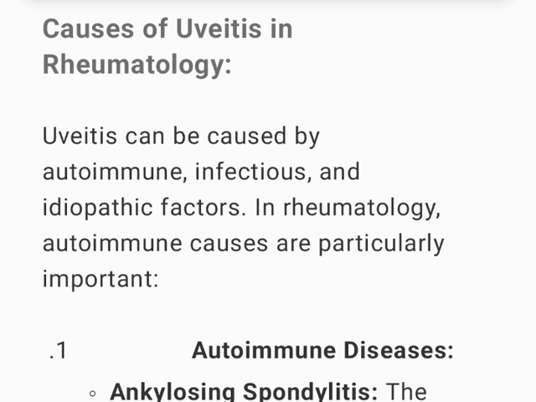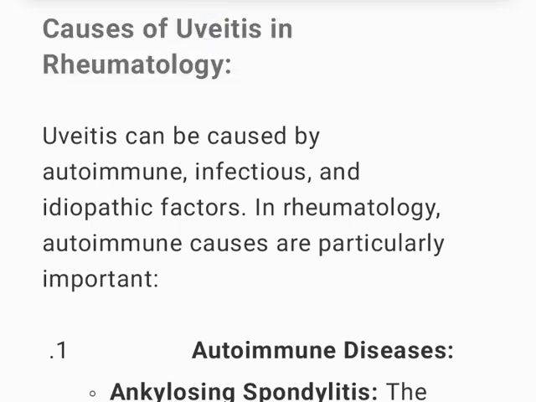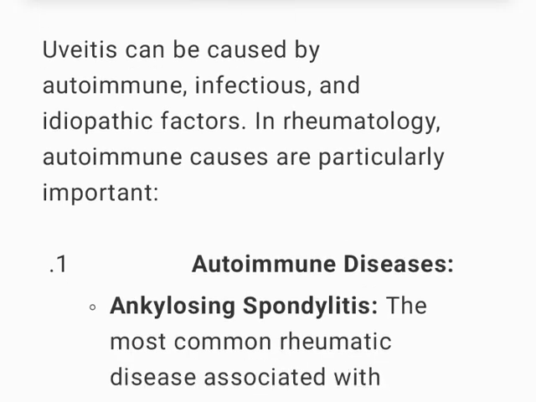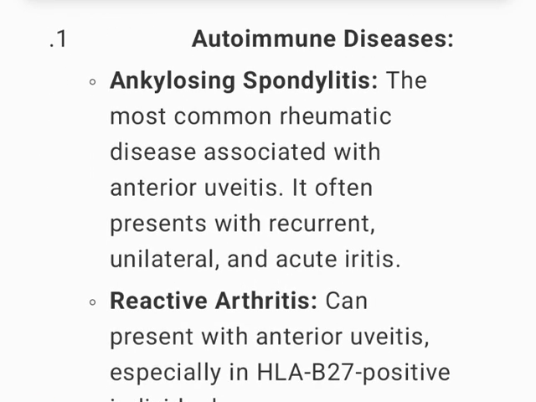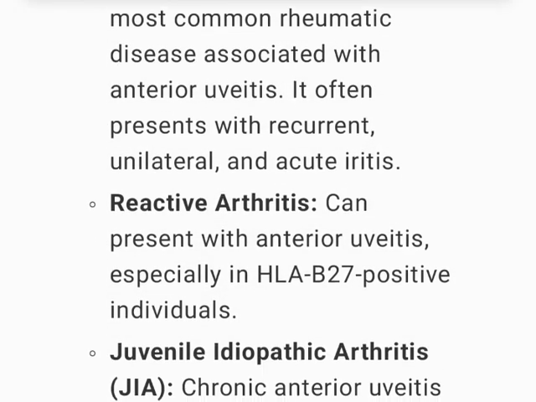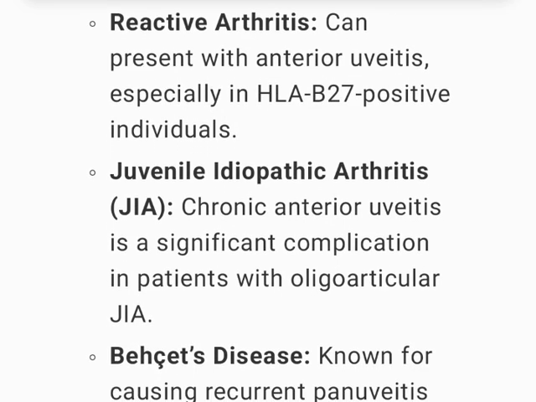Uveitis can be caused by autoimmune, infectious, and idiopathic factors. In rheumatology, autoimmune causes are particularly important. 1. Autoimmune diseases. Ankylosing spondylitis, the most common rheumatic disease associated with anterior uveitis. It often presents with recurrent unilateral and acute iritis. Reactive arthritis can present with anterior uveitis, especially in HLA-B27 positive individuals.